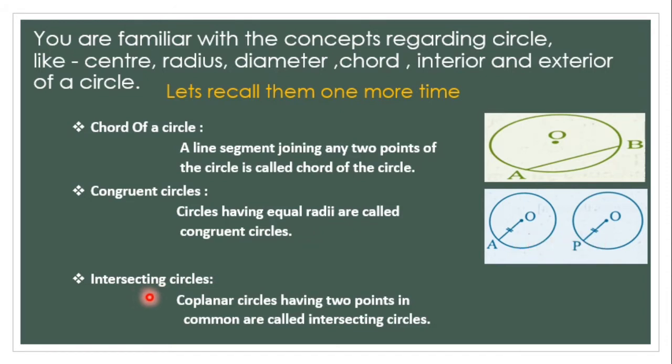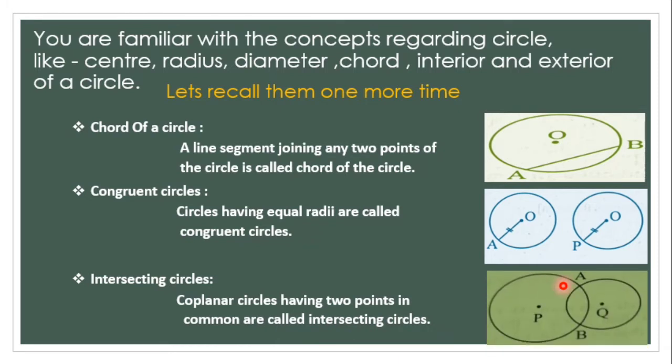And the last is intersecting circles. So what are intersecting circles? The coplanar circles having 2 points in common are called intersecting circles. So for reference here is the figure. Here is the center P and center Q. Two circles are given and they intersect in 2 points, first is A and second is B. This type of circles are called intersecting circles.